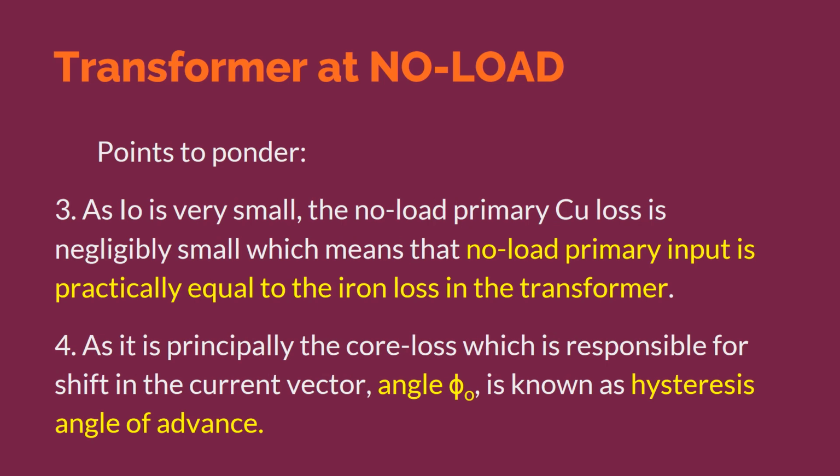Third, as I sub O is very small, the no-load primary copper loss is negligibly small, which means that no-load primary input is practically equal to the iron loss in the transformer. Lastly, it is principally the core loss which is responsible for the shift in the current vector that creates an angle of phi sub O, which is known as the hysteresis angle of advance.